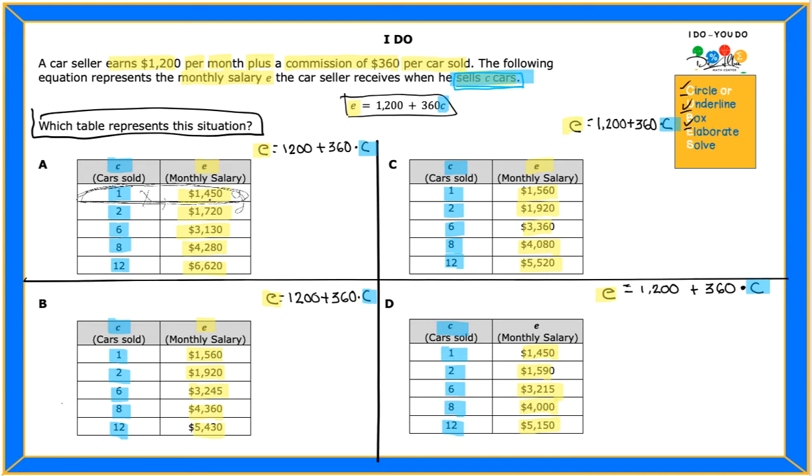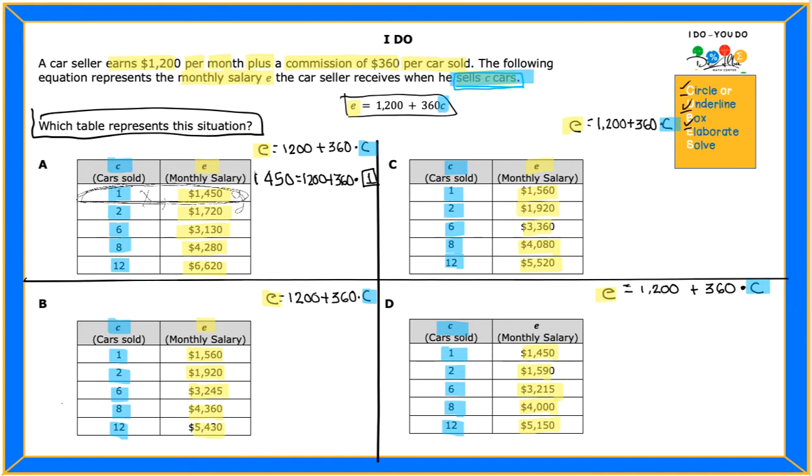What is the first value of E? Well, it's 1,450. Bring down the equal sign, bring down the 1,200, bring down the plus, the 360, and that needs to multiply. When a number is in front of a variable, of a letter, that means multiplication. What is the first value of C? It's a 1.